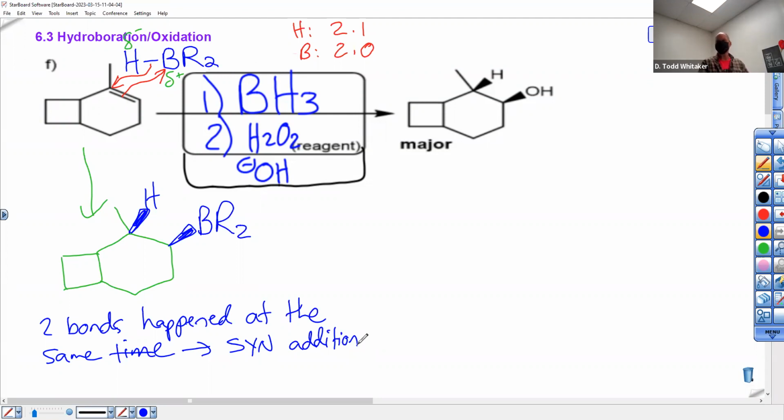And what's the other product? 50-50. I'm not going to draw it because I don't need 2 products. But 50% of the time they'd be from underneath. Dash, dash. Also syn, right? Okay, that's the end of step 1. That's our simplest mechanism of the semester. 2 arrows and draw the product.